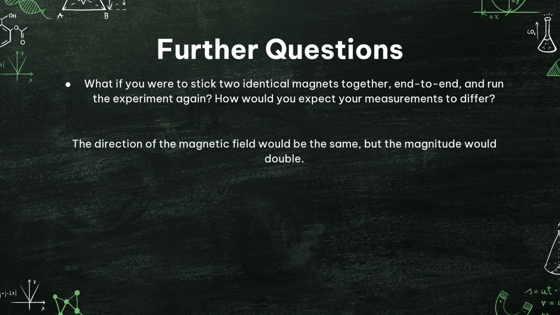Now, if I were to use two end-to-end of the same magnets and then did this exact same experiment, the results would be similar. The direction of the magnetic field would be the same, but the magnitude would be double since there are two of these magnets.